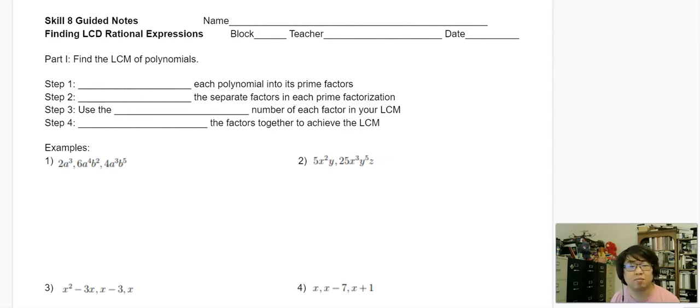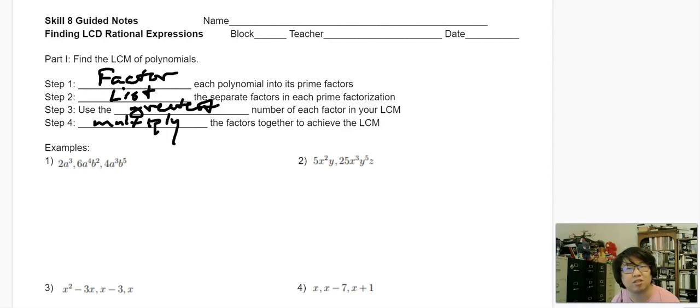So to find the least common multiple of polynomials, first you're going to want to factor each of your polynomials into its prime factors. So separate them all out until you can't take out any more factors. Then you're going to want to list all your factors in each of those factorizations. Then we have to use the greatest number of each factor in any factorization. And finally, you just multiply them all back together and you'll get your LCM, your least common multiple.